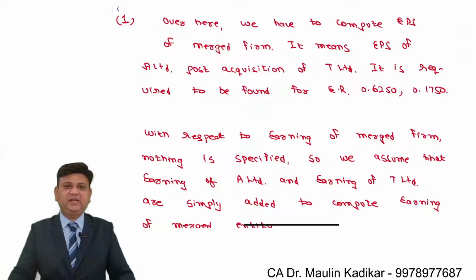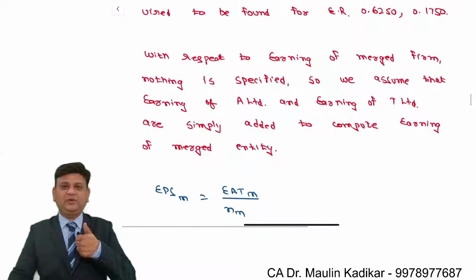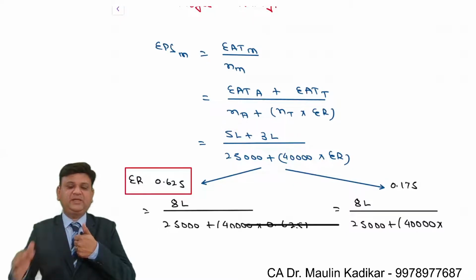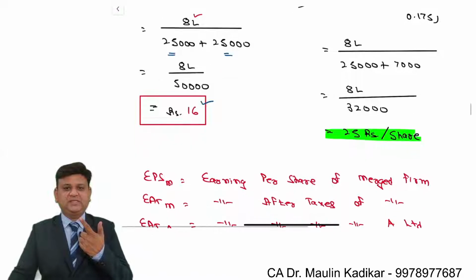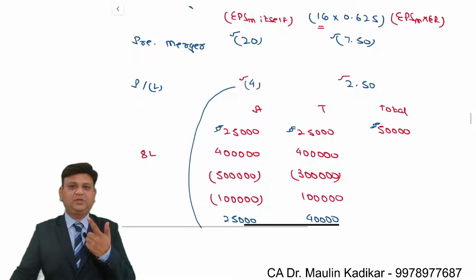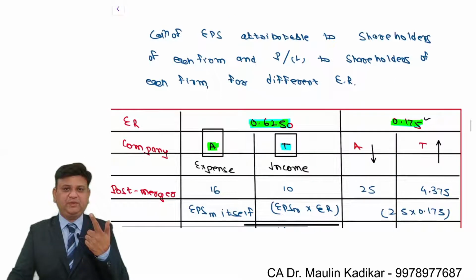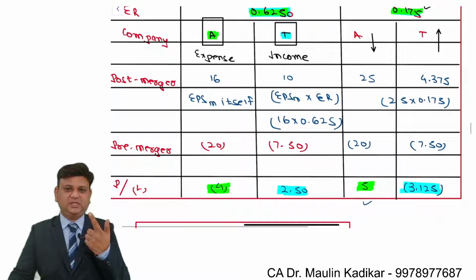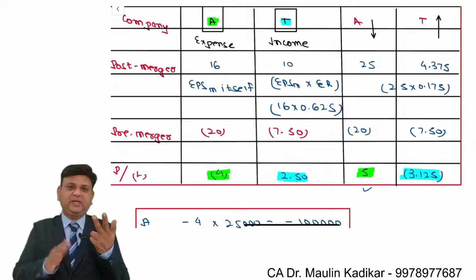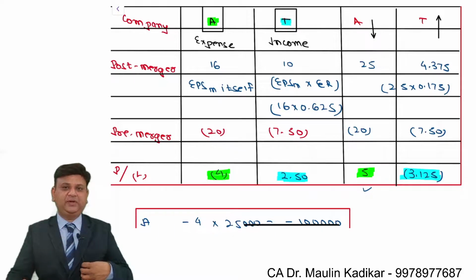A summary of this entire important question. The first thing is that regarding EPS calculation, no information is given. We assume that the earning after taxes of both of them combined is the earning after taxes of the merged firm. The second thing is that we are required to compute the EPS attributable to A and the EPS attributable to T, which we have already done. For the acquiring company it is the EPS of the merged firm, and for the target company it is the EPS of the merged firm into the exchange ratio. With 0.175, we can see that the acquiring company is making a gain and the target company is incurring a loss, and vice versa. And these values you can also cross verify.